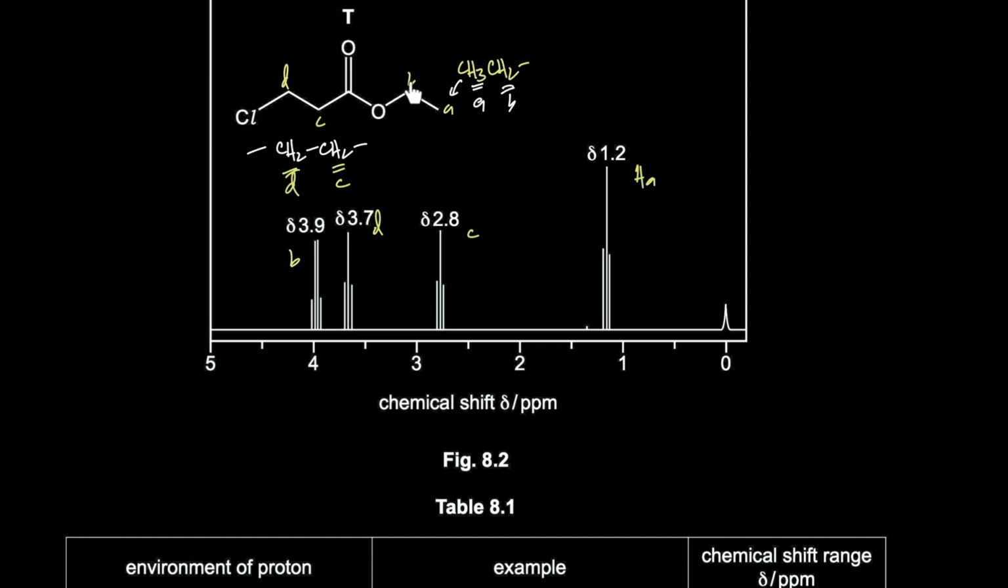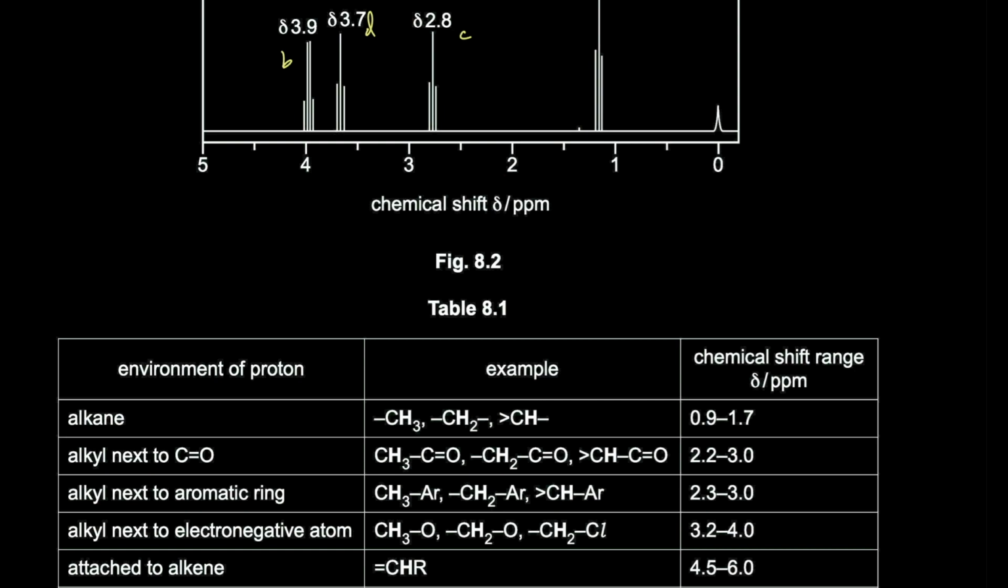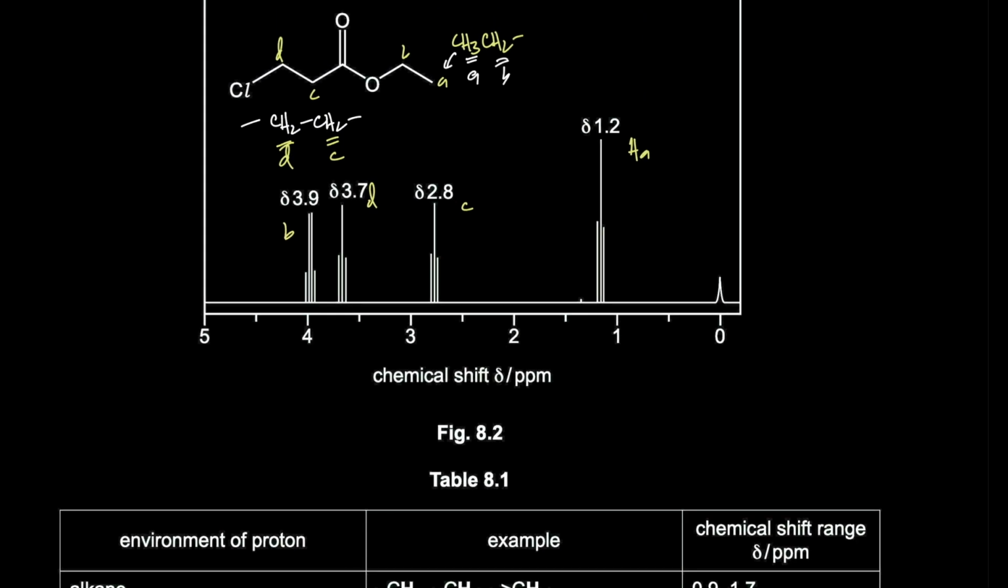Proton B is an alkyl next to an oxygen atom. The splitting pattern is a quartet, and the number of protons is 2. For C, again we have 2 protons. It's alkyl next to a C double bond O, that's your environment. And then for the last one, proton D, it's an alkyl next to an electronegative atom, in this case the chlorine atom, and the splitting pattern for D is a triplet.